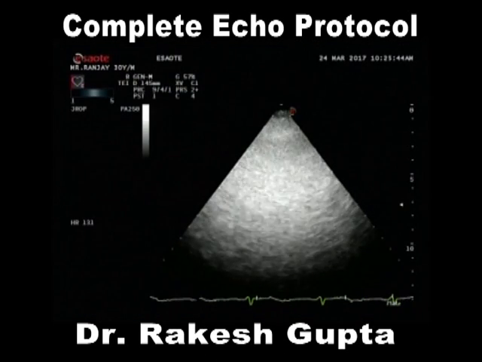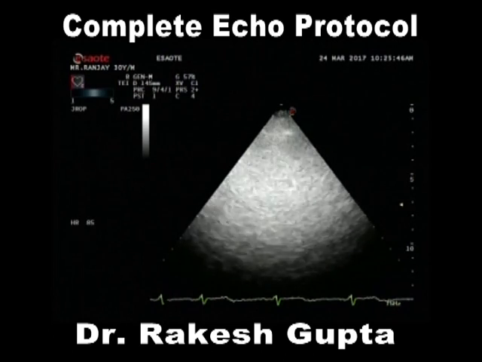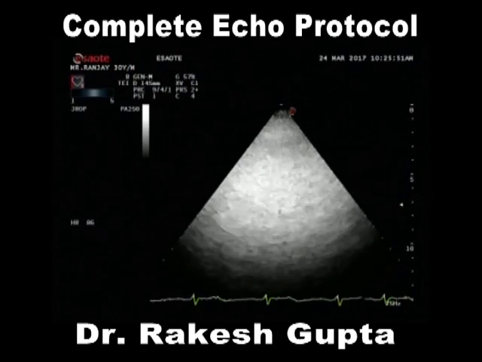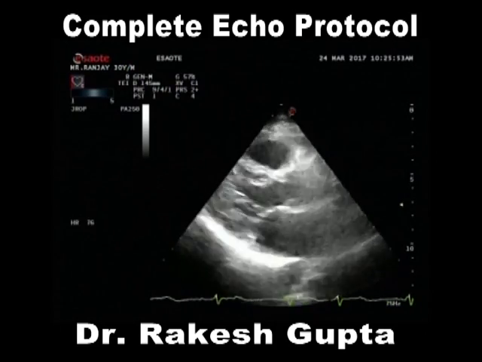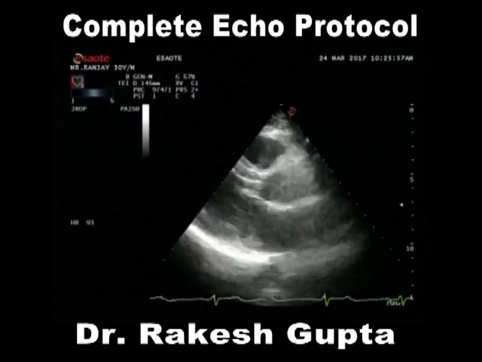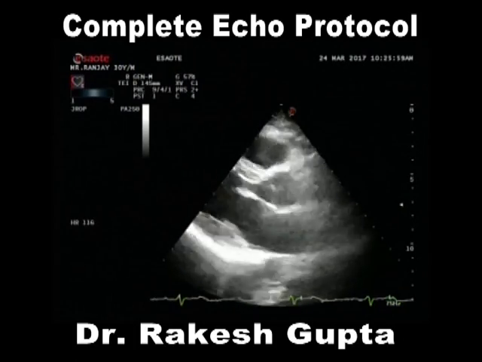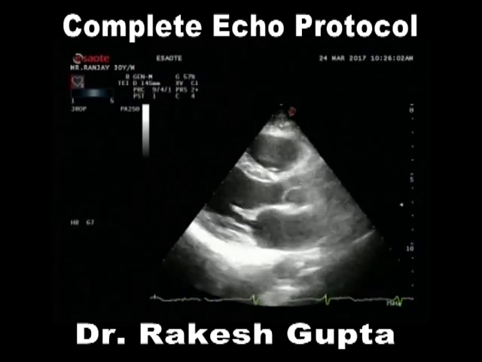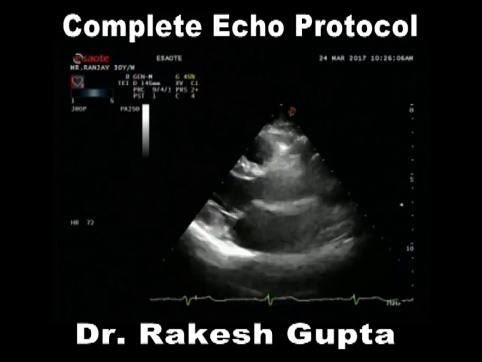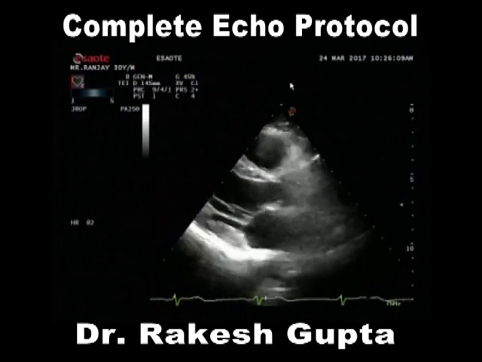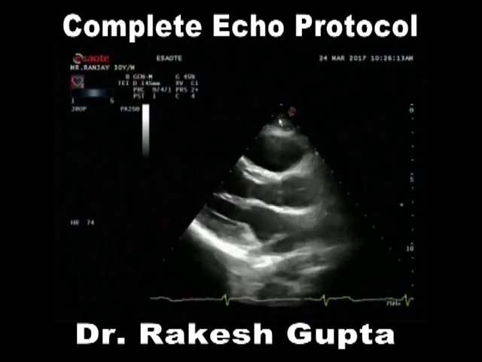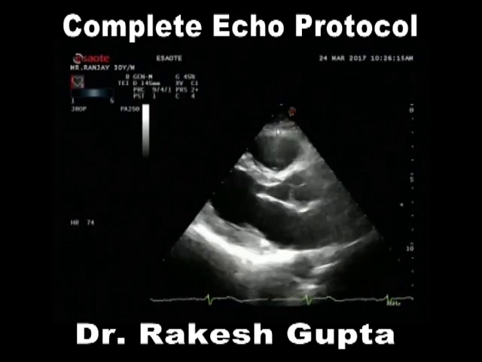So, what I am going to do in the next 30 minutes is show how we should do a complete echo protocol for echocardiography. We always start with the left parasternal window, and I will divide this talk into two parts. Go from top to bottom, as Prashar sir has said, right from top to bottom, left to right.